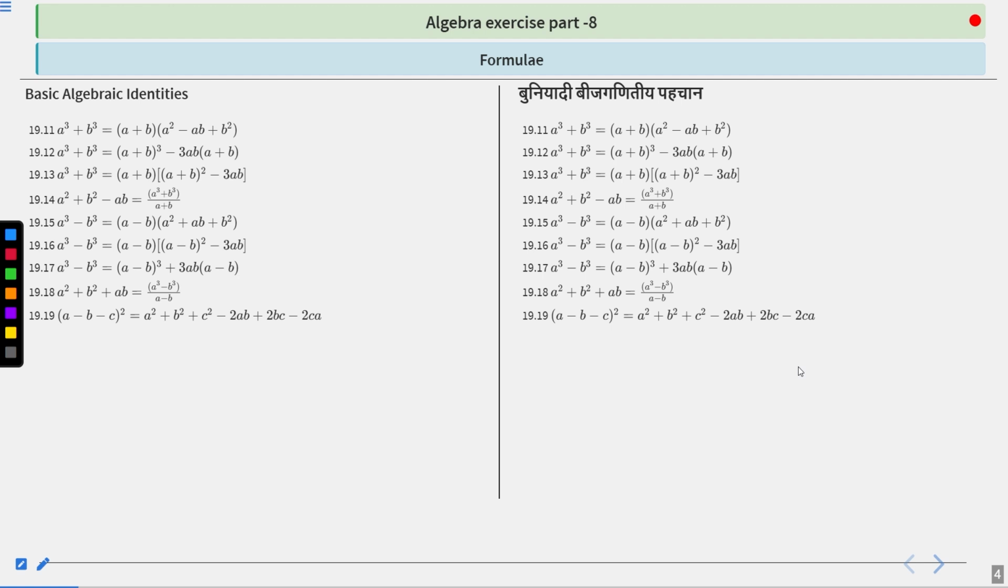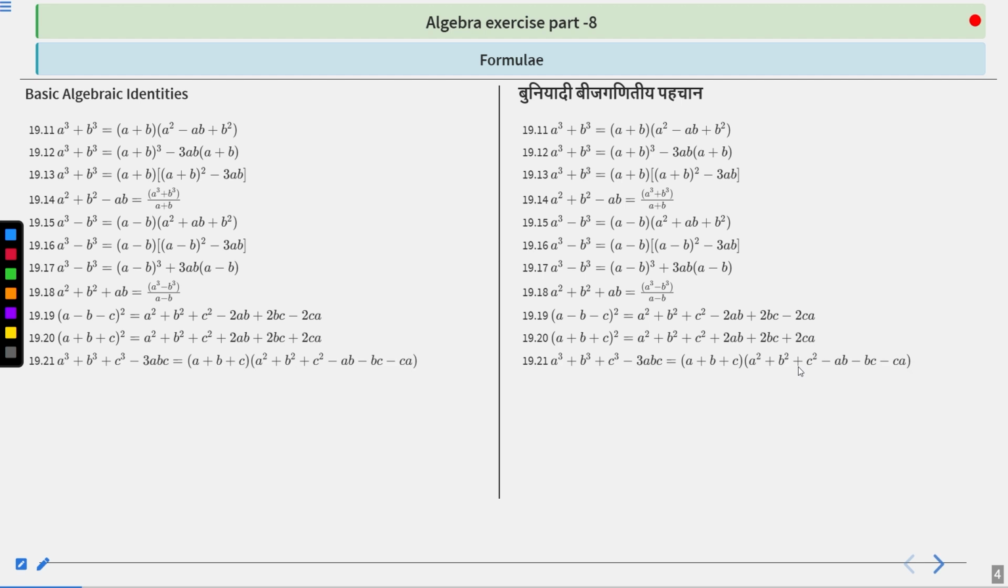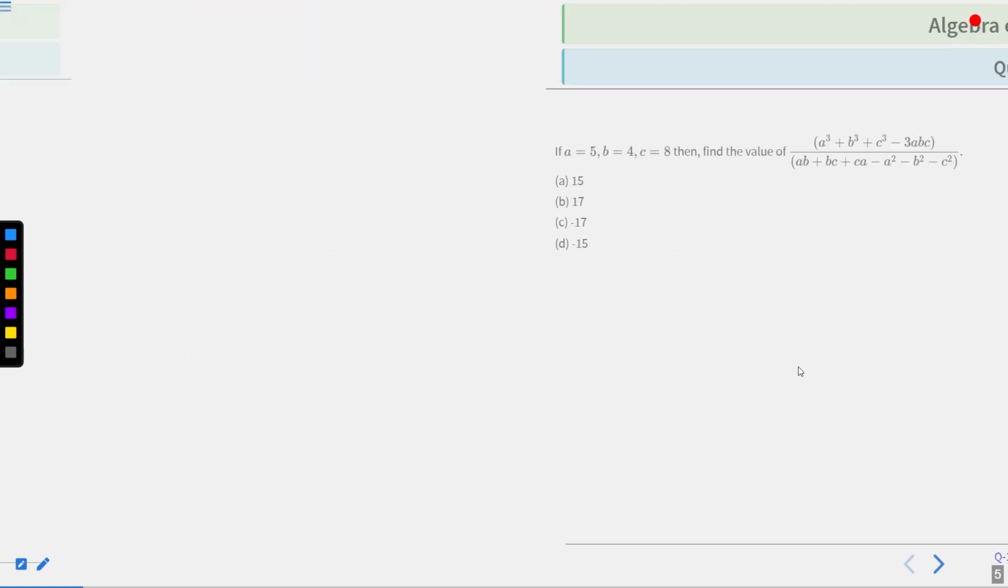Next one is a minus b minus c's whole square is equal to a square plus b square plus c square minus 2ab plus 2bc minus 2ca. Then we have a plus b plus c's whole square is equal to a square plus b square plus c square plus 2ab plus 2bc plus 2ca. Next one is a cube plus b cube plus c cube minus 3abc is equal to a plus b plus c into a square plus b square plus c square minus ab minus bc minus ca.